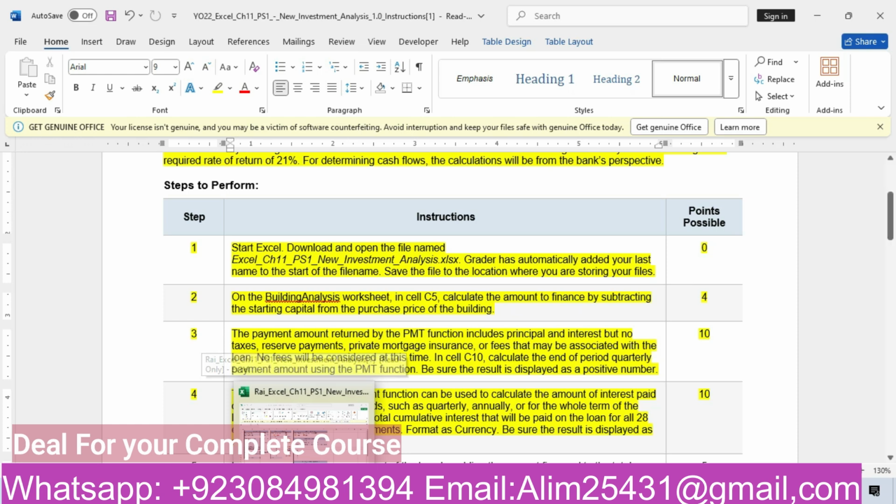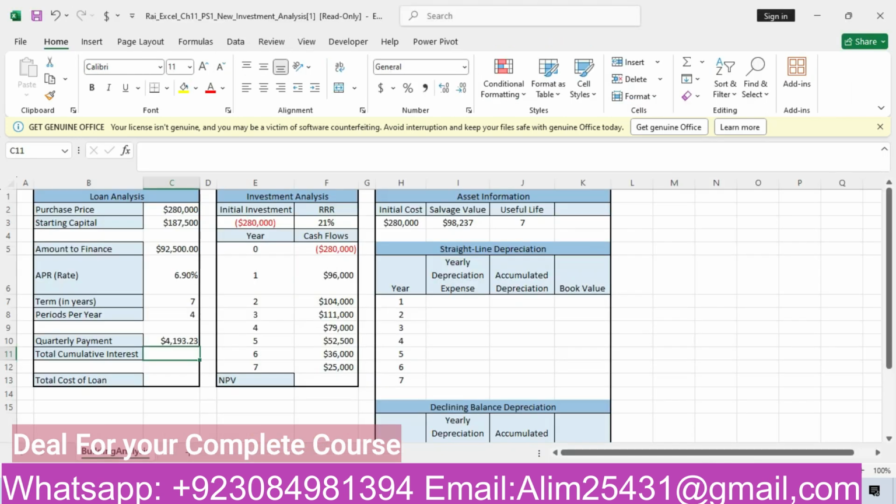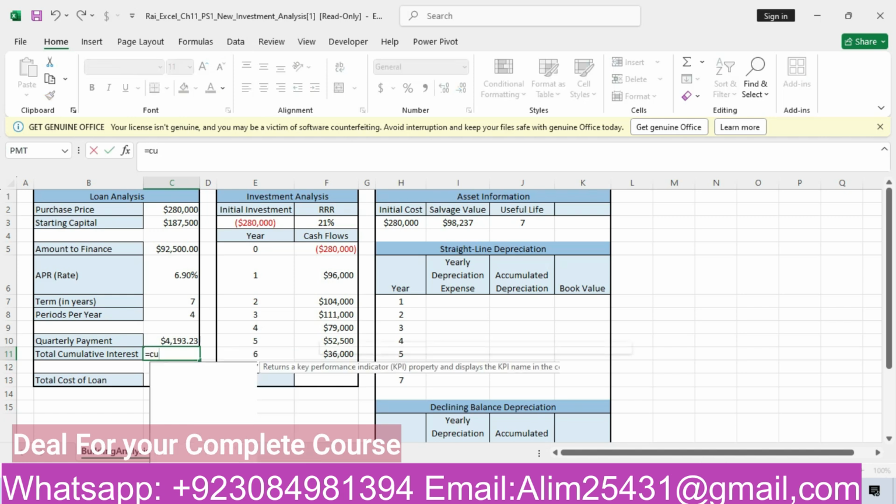So we will go to the cell C11 and use the cumulative interest payment. So we will use equal to CUMIPMT. Our rate is in the cell C6. We need to divide this by 4. So we will get our result as a quarterly rate. And what is our NPER, number of years, multiplied by, you can multiply it here by 4 or the periods per year also in the cell C8.